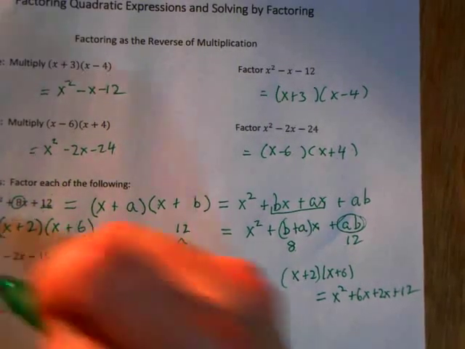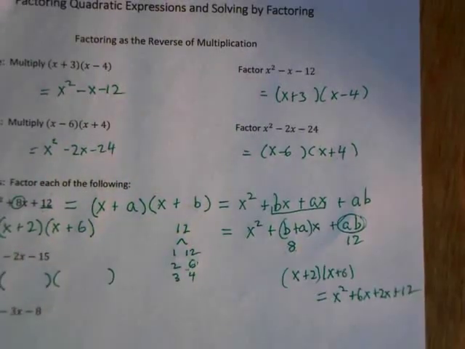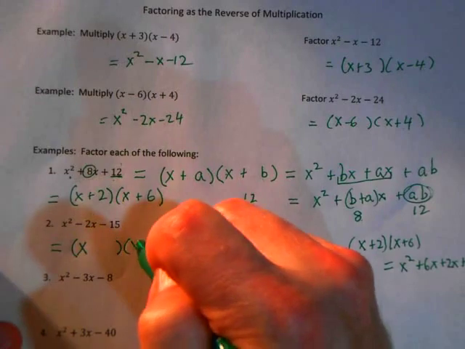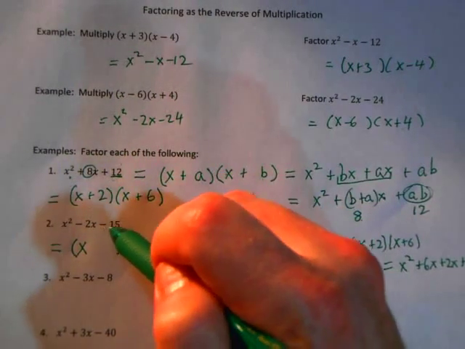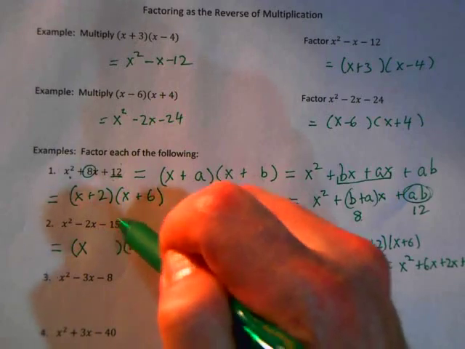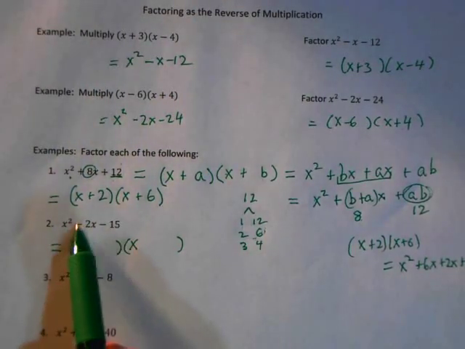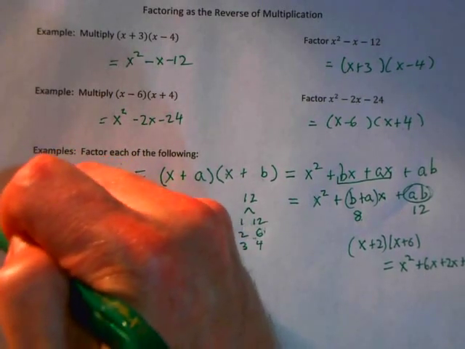Alright, so let's try this next one. This next one, I put my two parentheses. It's got to be x and x. Then what I need is I need two numbers that multiply to be negative 15 and at the same time add to be negative 2. Alright, so I start with negative 15.